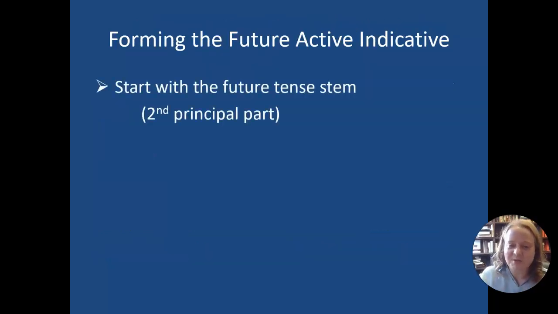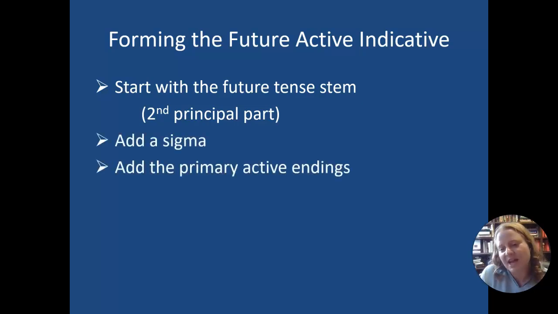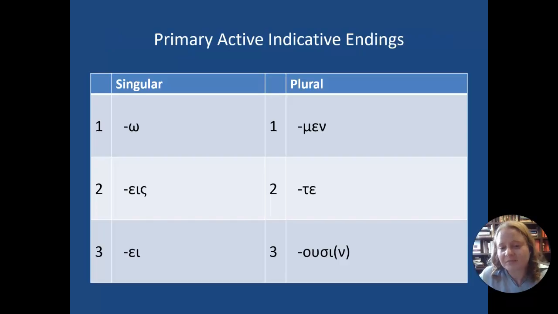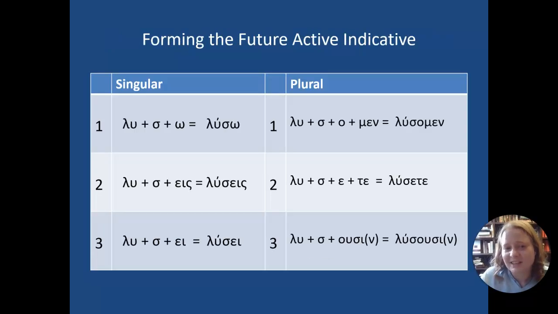And so you start with the future tense stem, which is going to be our second principal part. I will come back to that in a moment. But for a lot of verbs, that's going to look like the present tense stem, but there are some verbs in which it's different, so it's the second principal part. You add a sigma, and then you add the primary active endings. So if you know these endings, this is what you do.